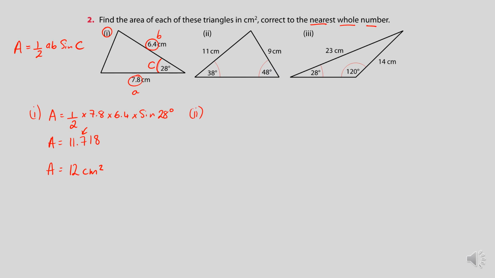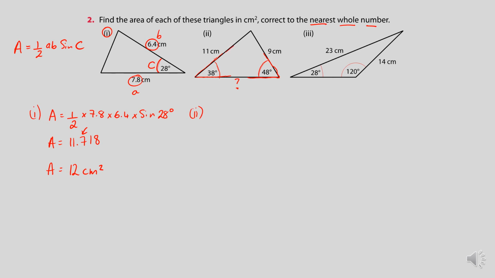Now question 2, let's have a look. So we have our formula. Now we have two angles here, 38 and 48. Which one do I use? What I need are the lengths of the two sides either side of the angle. I don't have that for 38, I only have the 11, and I don't have it for 48 either, I only have the 9.